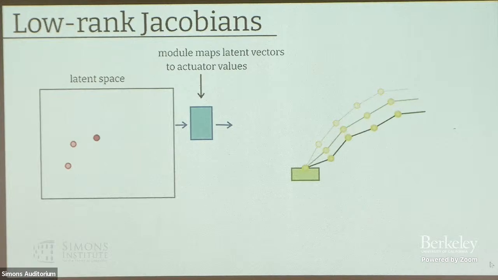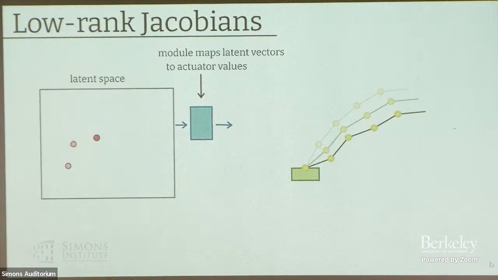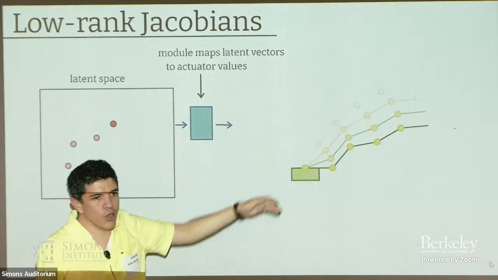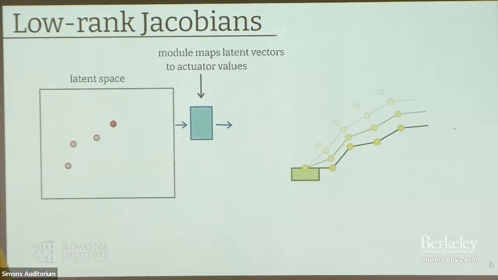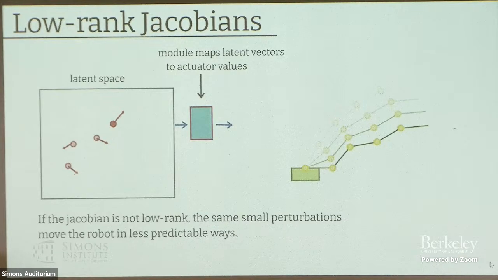There is some secret sauce that allows you to make sure that the Jacobian for this module is very low rank. So what that means is that when you train it, you can pass a signal through this to get the motion that you want. But if you do some perturbations on this, they lead to relatively small changes in the output, right?